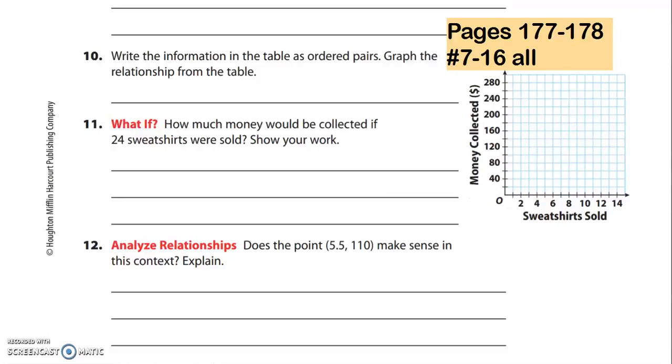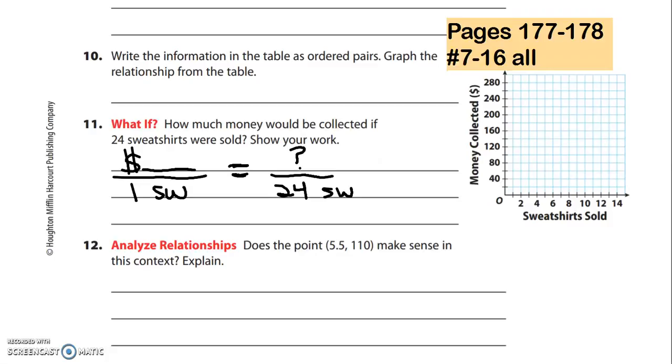Okay, number 11 says, how much money would be collected if 24 sweatshirts were sold and show your work? Well, this goes back to number 7. You should have known from number 7 that it costs blank dollars for 1 sweatshirt. This question says how much money would be collected for 24 sweatshirts. So simply put, you're going to multiply whatever you got by 24. You're not going to use your graph for this. I don't think that'd be helpful. You're simply going to do a multiplication problem to figure out the cost for 24 sweatshirts. So that one shouldn't be too hard. Check with your peers on that one.